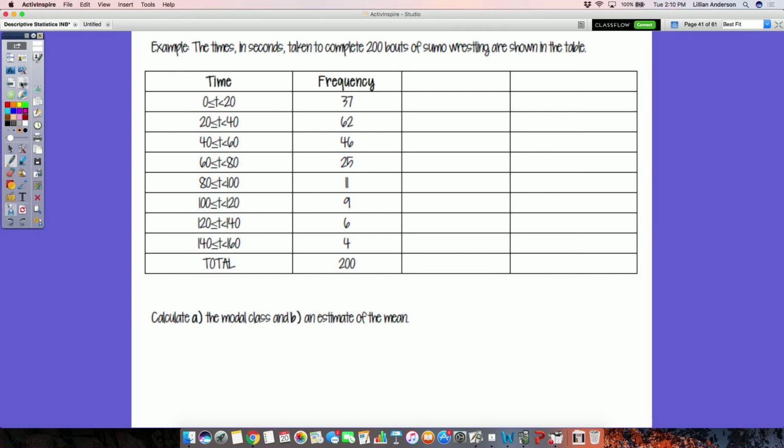We have the time in seconds taken to complete 200 bouts of sumo wrestling shown to us with the respective frequencies. At the bottom it says calculate the modal class. Again, the modal class is the class or group that has the largest frequency. What group is that? What class is that? What interval is that? 0 to 40.